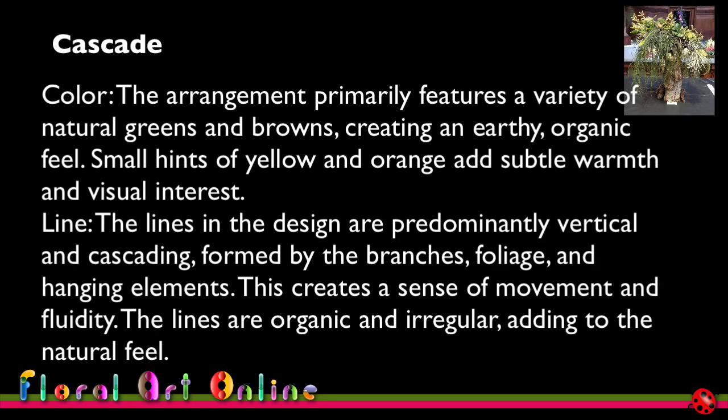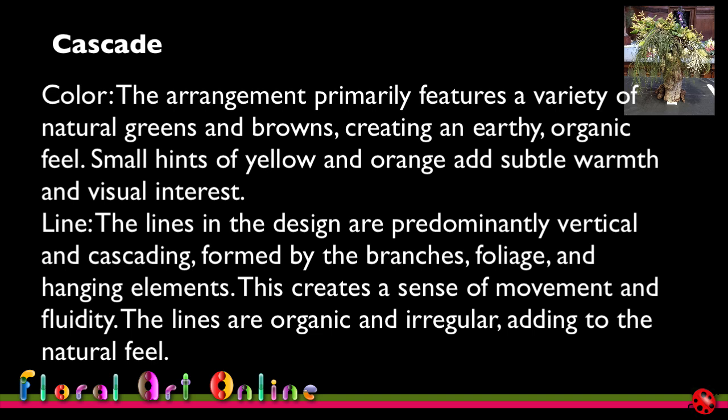Looking at colour first of all, the arrangement primarily features a variety of natural greens and browns, creating an earthy, organic feel. Small hints of yellow and orange add subtle warmth and visual interest. The colour there mightn't be as clear in this image, but it's from the kangaroo paw and the grevillea placements and the banksia flower placements that are hidden within the cascade.